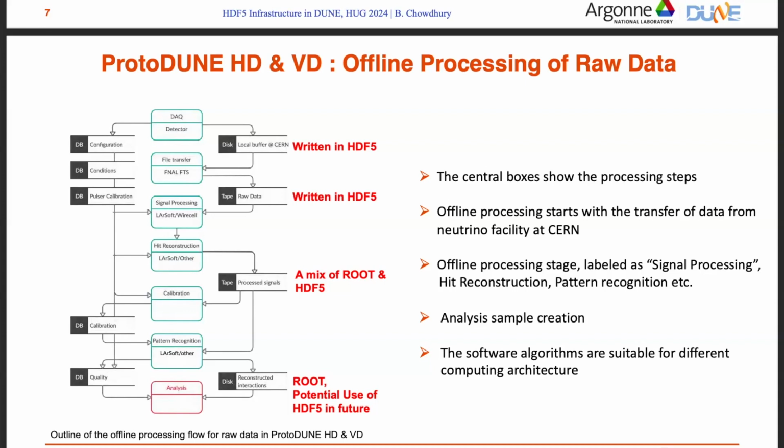After that, we start the offline processing, for example, signal processing, hit reconstruction, pattern recognition, etc. And this section that you see for offline processing is a mix of ROOT and HDF5. Now, finally, we produce an analysis sample. This analysis sample is basically a high-level physics format. It is currently in ROOT, but there is a potential use case of HDF5 in the future.